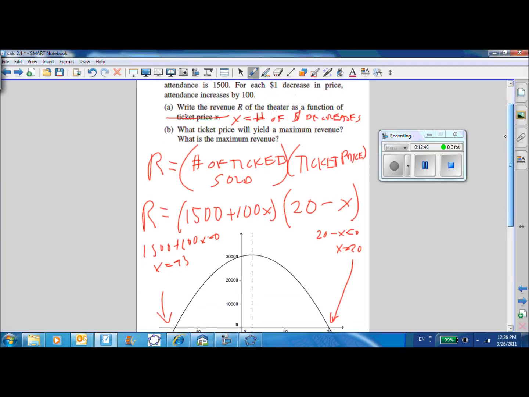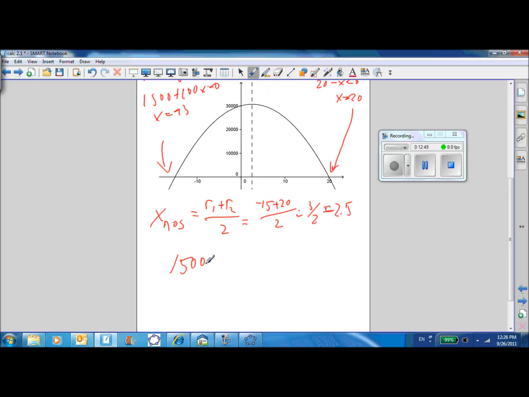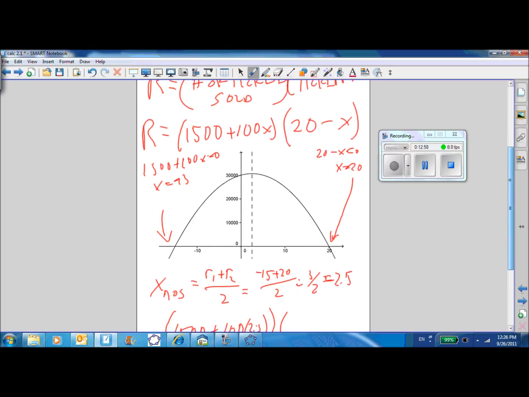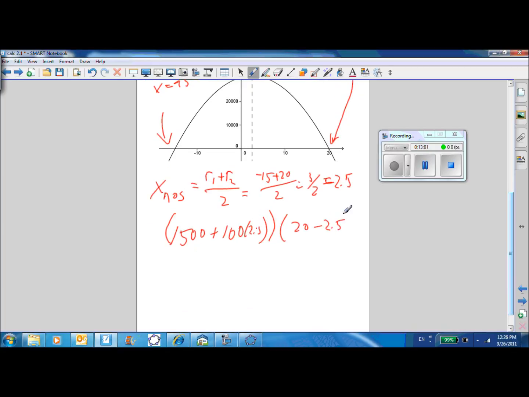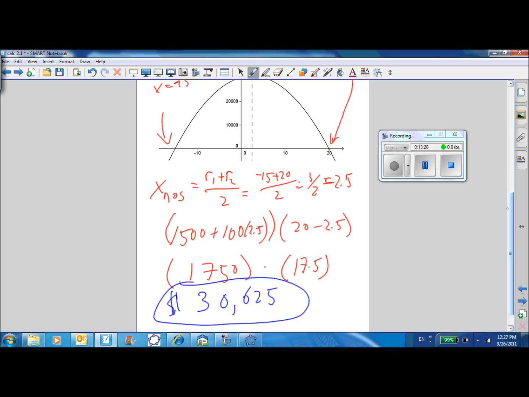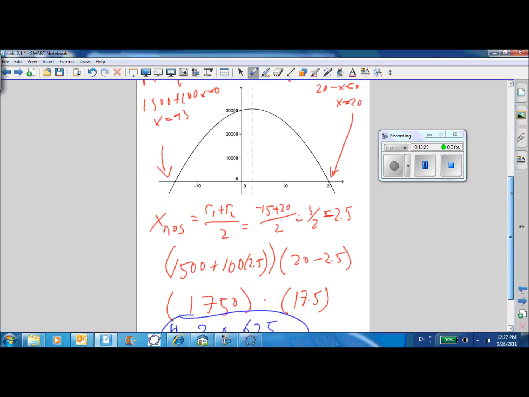So let's put 2.5 in the equation. 1,500 plus 100 times 2.5, times 20 minus 2.5. So we're down to $17.50 for the price of the tickets. As a result, our attendance has jumped up, and that's going to be 1,750 tickets, $17.50 then for a price there. And you multiply those two together, and you get our grand total now of $30,625 for our max income. And that compares favorably on the graph there. See how we just go over 30,000 there at the peak.